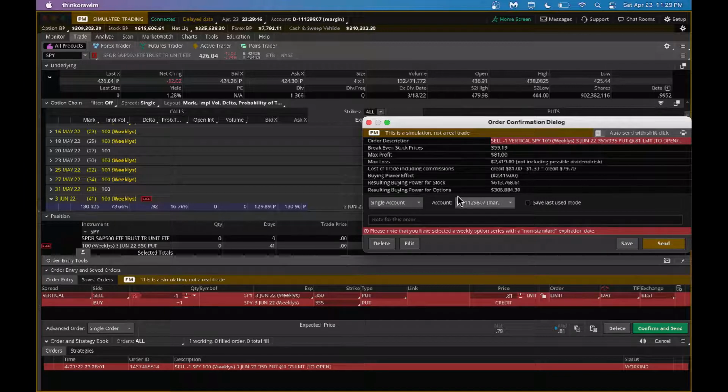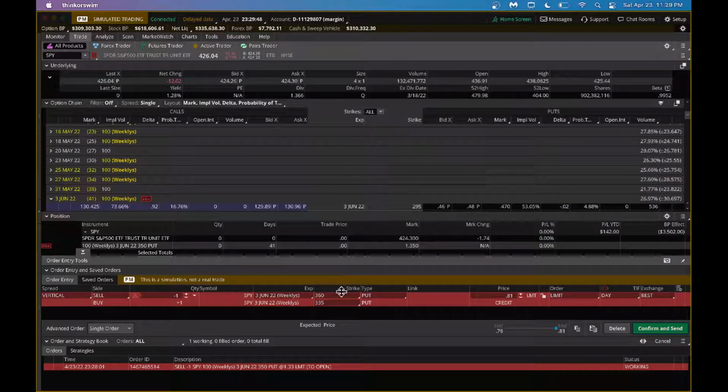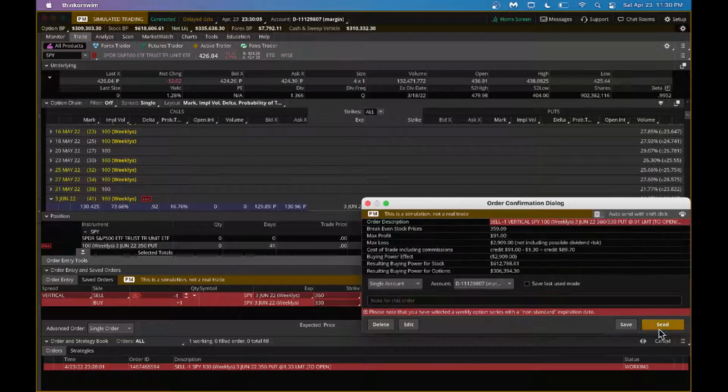And if you want a little more money, you could also buy a little bit lower, like at 330 here, and you'll get a little more money, as you can see here. Now you're taking a $30 risk. For taking a $30 risk here, you're getting 91 cents. You could confirm and send here.